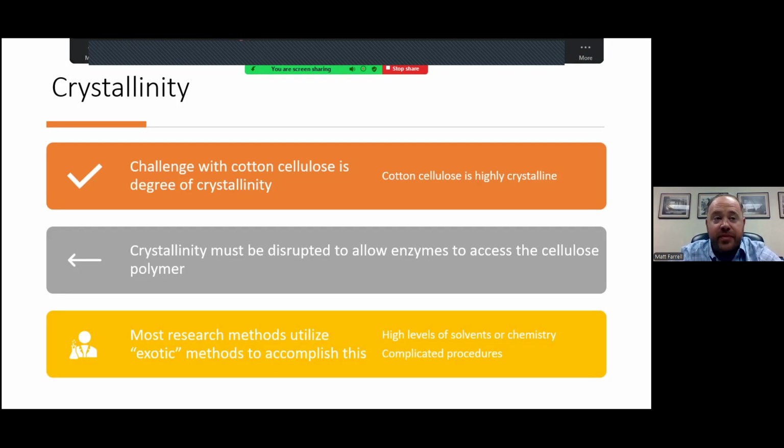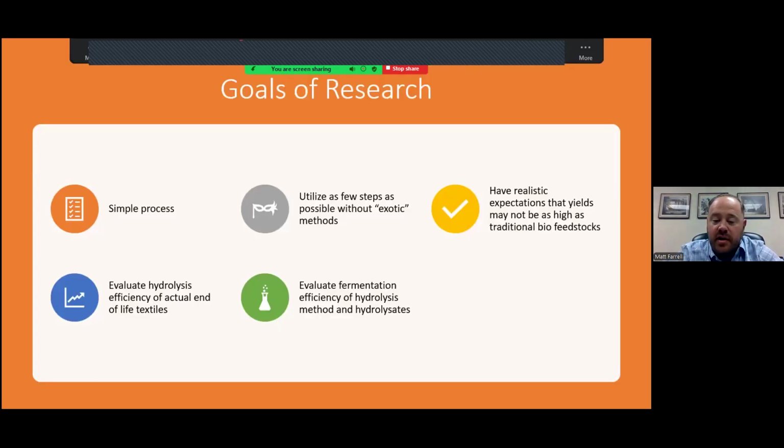And what I mean by that is you might have a solvent with 10 syllables that you can't pronounce. It might be extreme conditions in terms of temperature, pressure, or just very high levels of solvent or chemistry, things that aren't very appealing to do that would be hard to scale up. And so when we started this research, we laid out a couple of objectives.